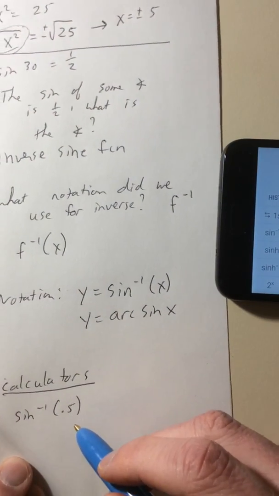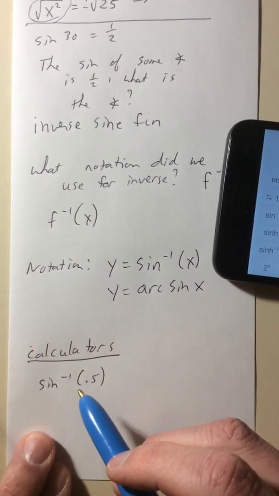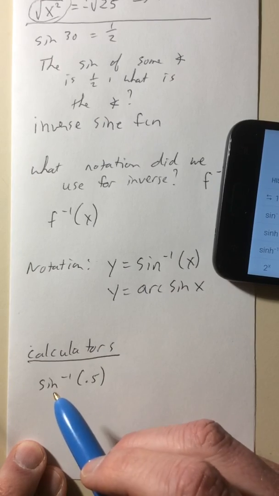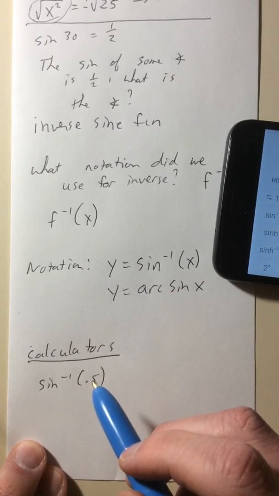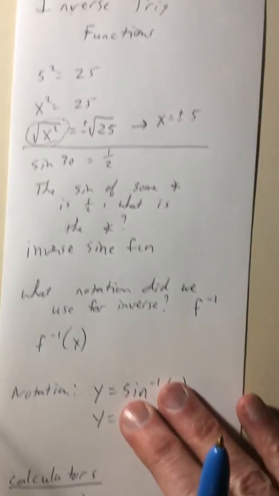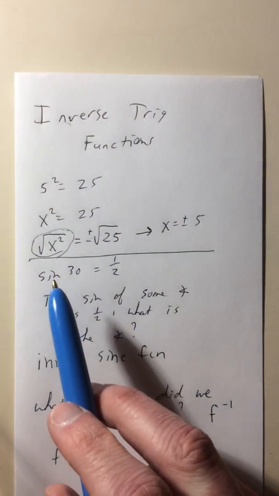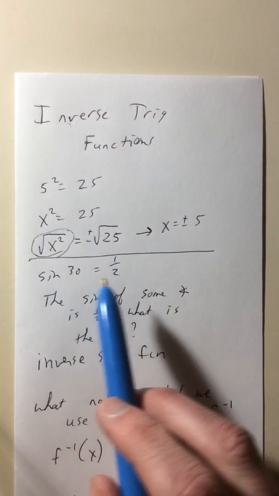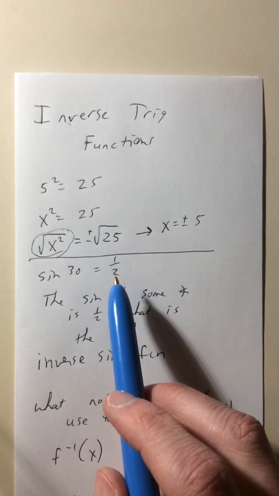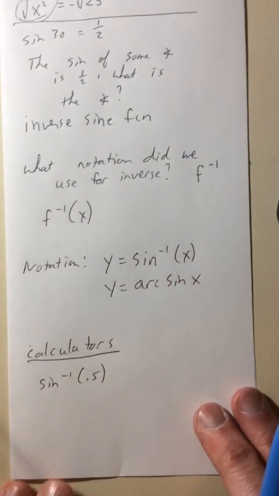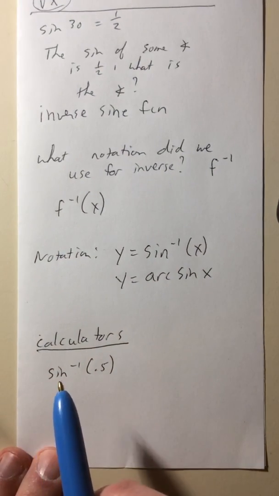So inverse sine of 0.5 asks the question, what angle has a sine that's 0.5? If we go all the way back up to here, 30 has a sine that is 1/2 or 0.5. So this just asks the question in a convenient way.